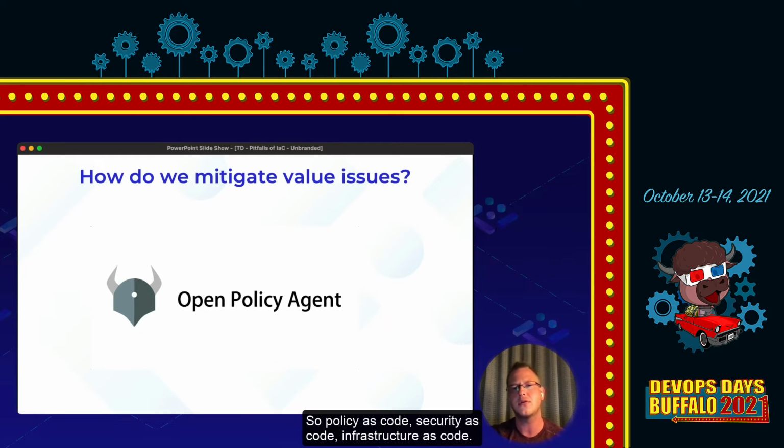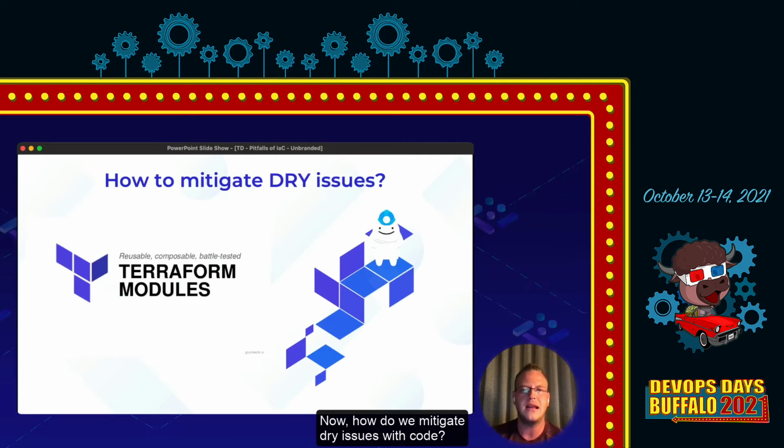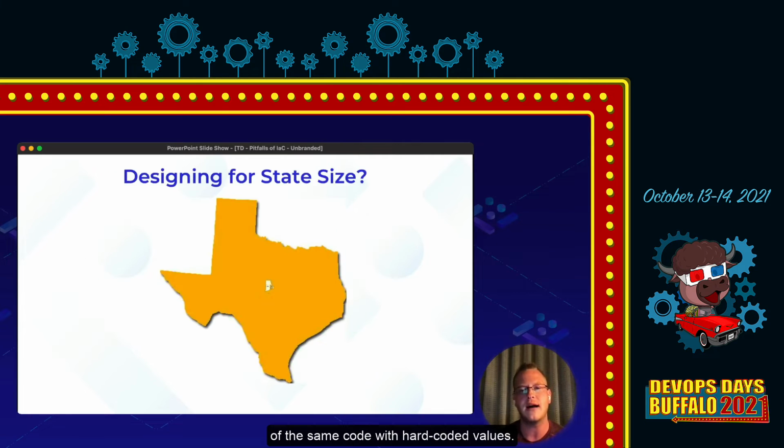So policy as code, security as code, infrastructure as code. I think you're starting to see a little bit of a theme here. Now, don't repeat yourself. It's a coding methodology that helps you break down code into more repeatable pieces. Now, how do we mitigate DRY issues with code? Utilizing things like Terraform modules or Terragrunt can help you break up that code into more reusable pieces so that you don't have 5 different copies of the same code with hard-coded values.